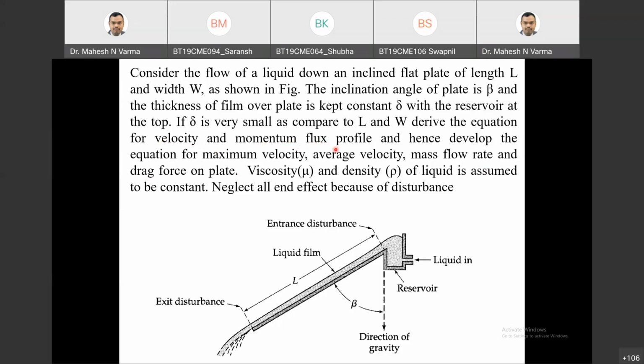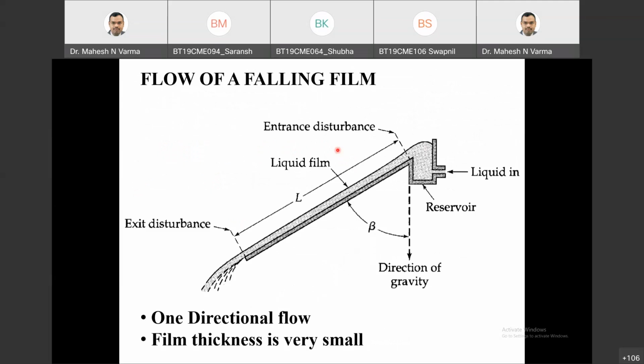In the last class we had a brief discussion over this problem. So this is the problem: one directional flow. Just now I mentioned that this is 1D flow, so flow is there only in one direction. There is a velocity only in one direction, that too under the influence of gravity. The plate is perpendicular to the screen, which is nothing but the W.